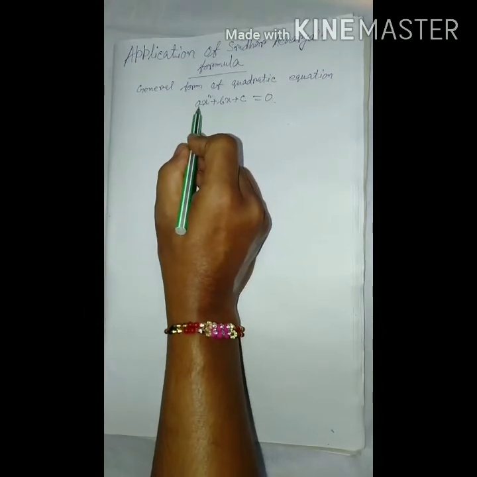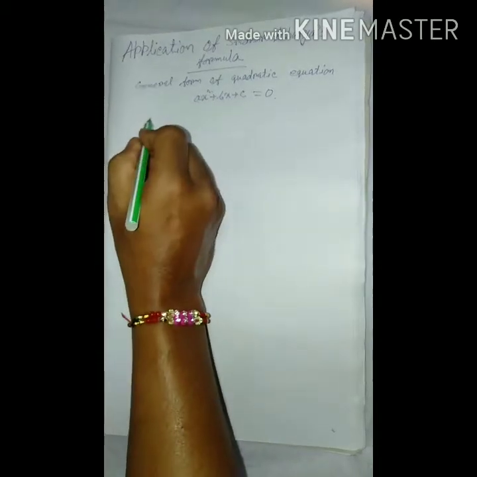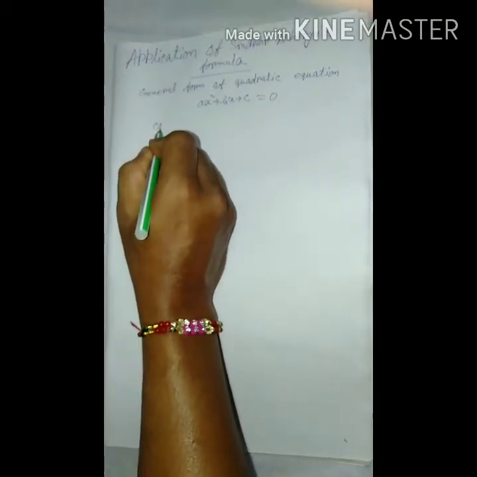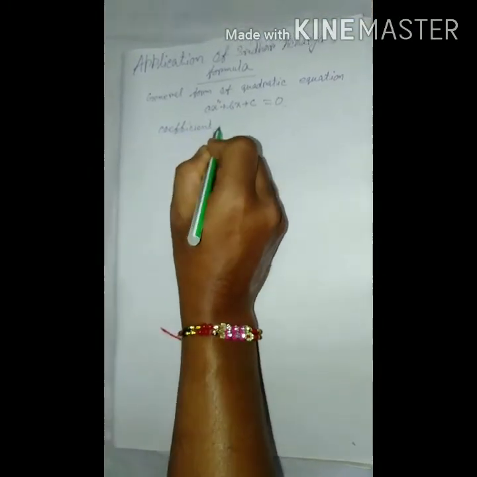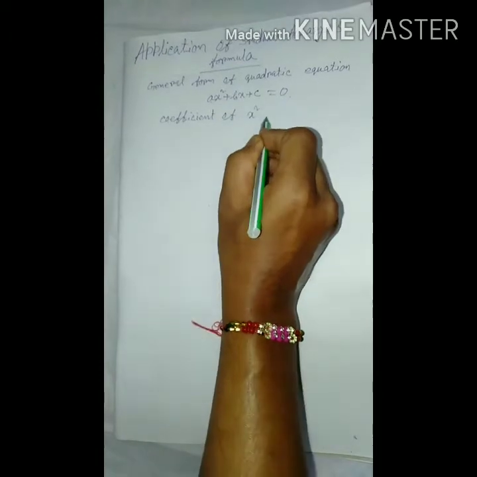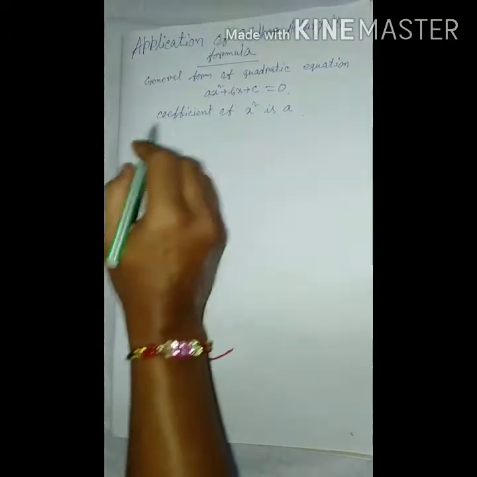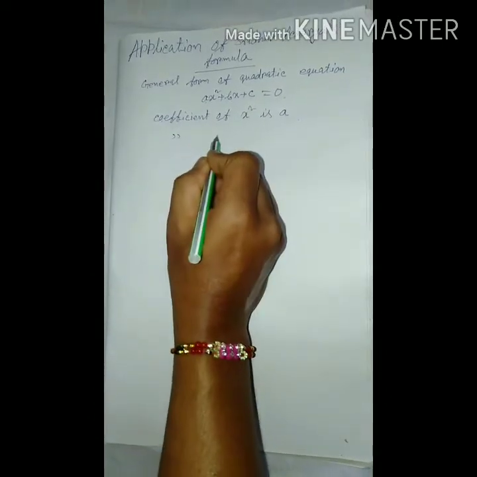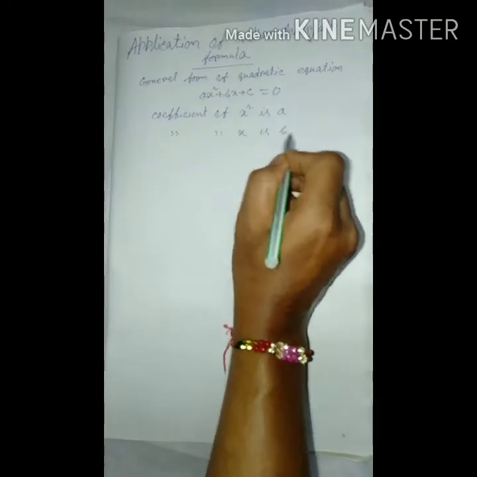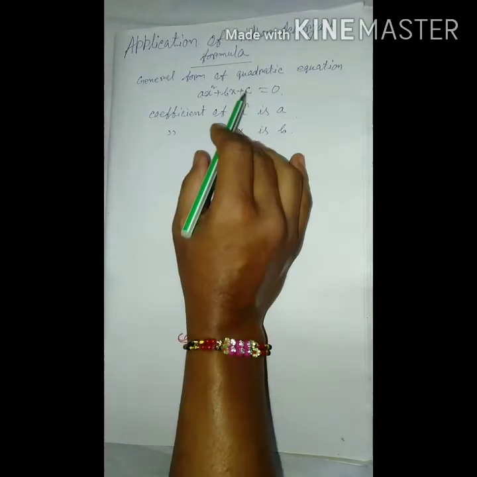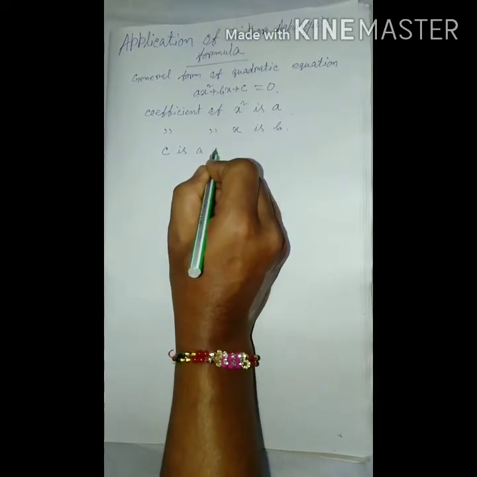Now the question is, what is A, what is B and what is C? Coefficient of x square is A. A is a number. Coefficient of x is B and C is a constant.